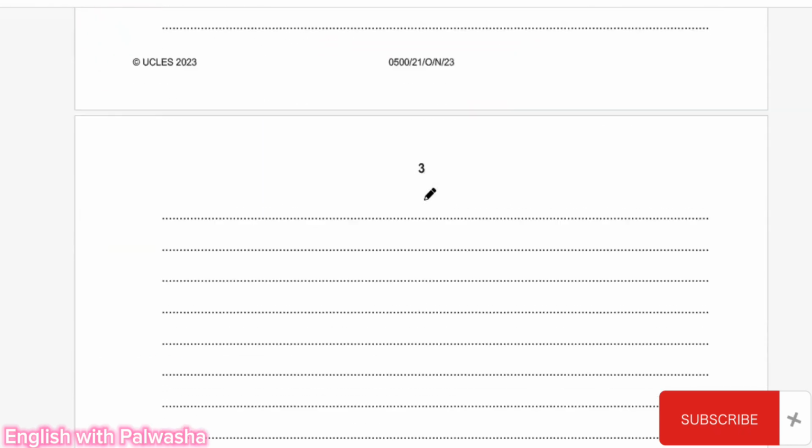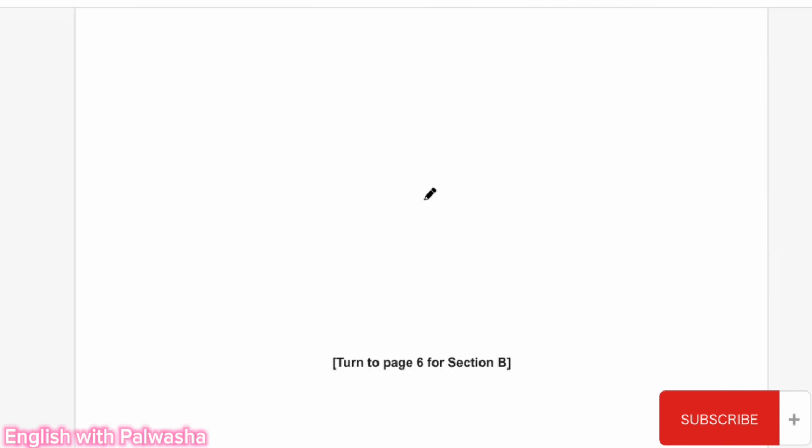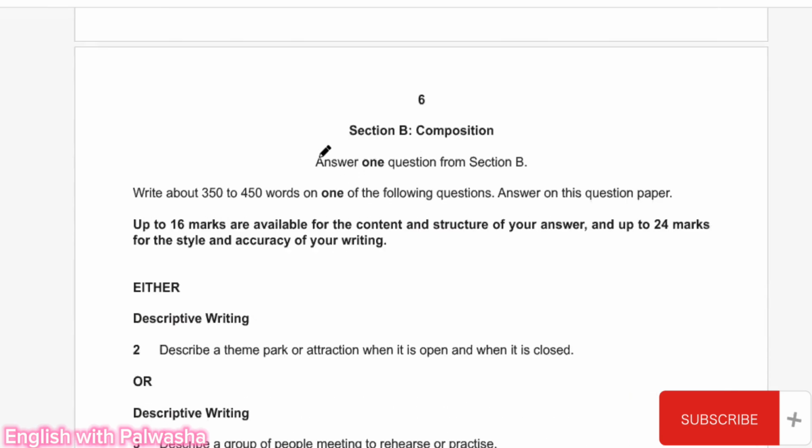And then comes section B, which is basically composition writing. And here we have to answer 1 question. This is, I must say, the easiest part for me.